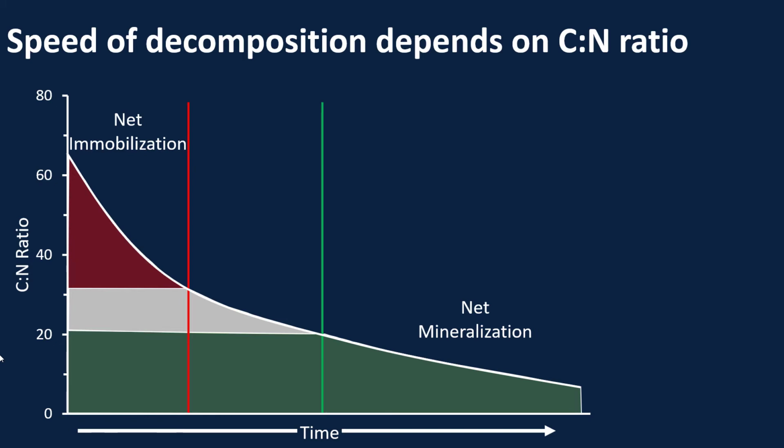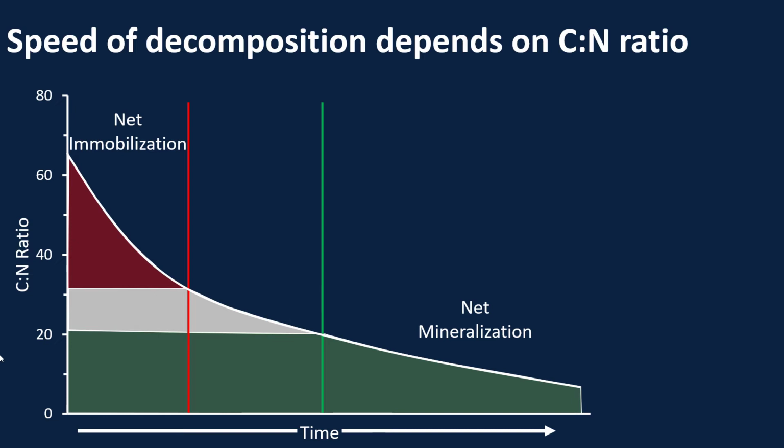When that corn crop hits about V6 and is ready to take up lots of nitrogen, we want our C to N ratio of our residue being below that 20 range. So we're releasing nitrogen, feeding that corn crop when it needs it, and that'll reduce the amount of nitrogen we need to apply as fertilizers.